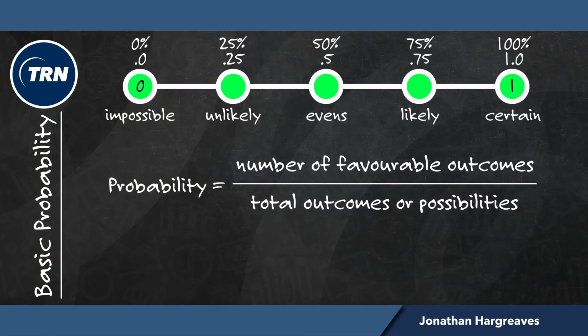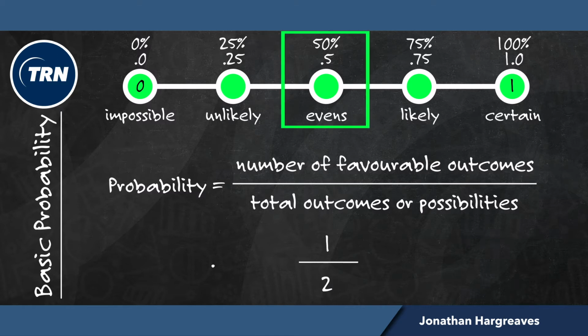So let's have a look at our equation. The number of favourable outcomes will only be, in this case, 1, because it can only be heads or tails. The number of total outcomes or possibilities are 2, because we have heads or tails. So we write our equation as 1 over 2. If we look at our probability line, we can show that as 0.5 or 50%.